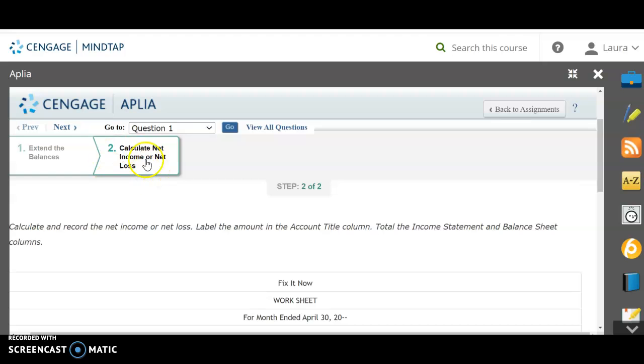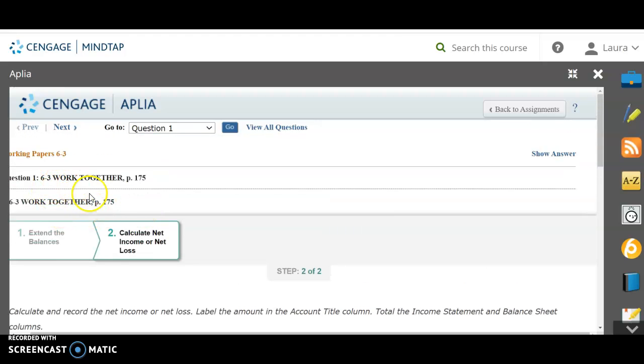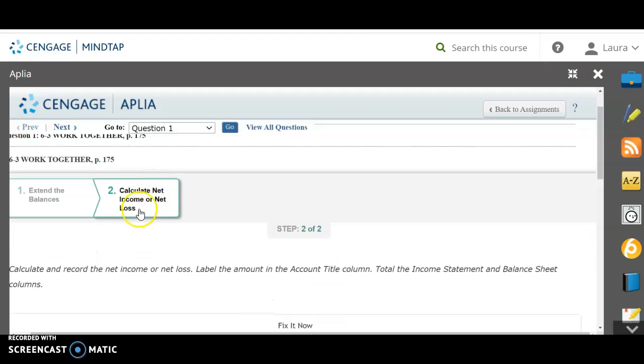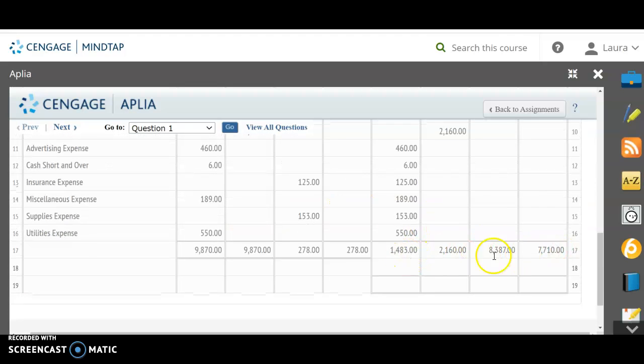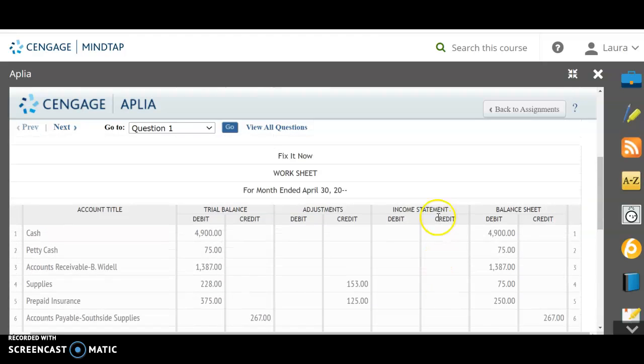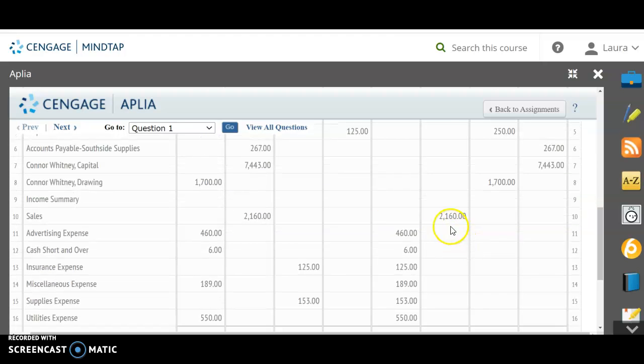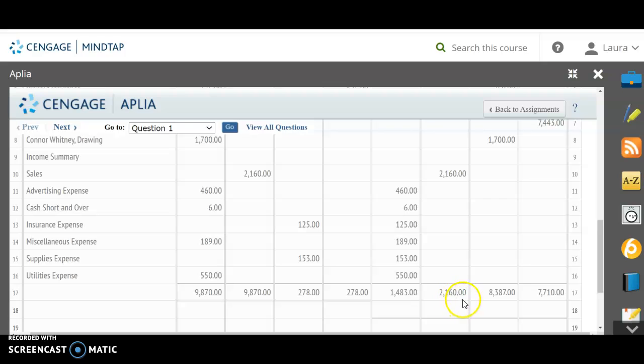Okay, now we've gone over to part 2 of these 6-3 work together, and it says to calculate net income or net loss. So everything is done. Our totals from the last section are listed here. So now we have some information that we have to calculate here. So the first thing that we're going to do is look at our income statement. We have a debit and a credit. So remember, our credit is our sales and our debit is our expenses. So we want to have our sales higher than our expenses to know that we have a net income.